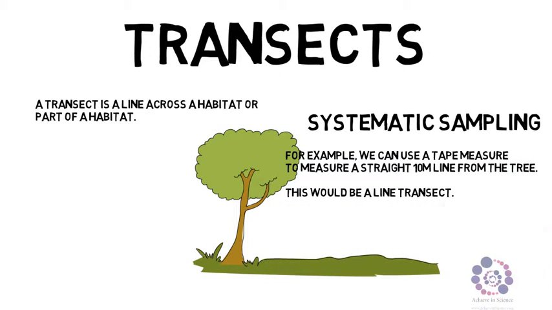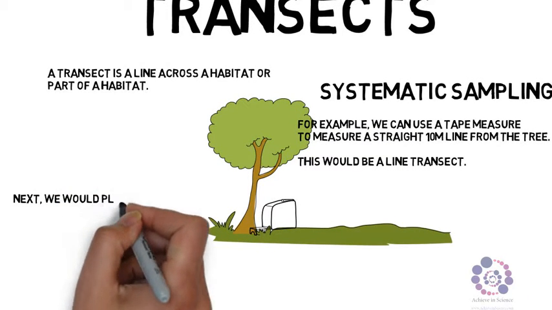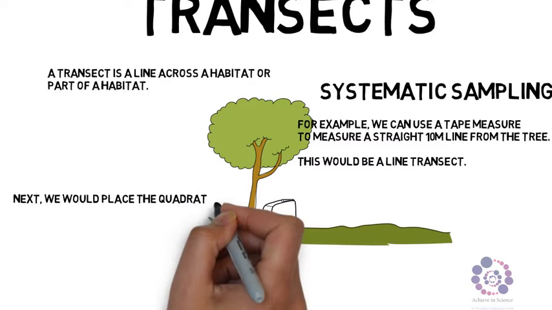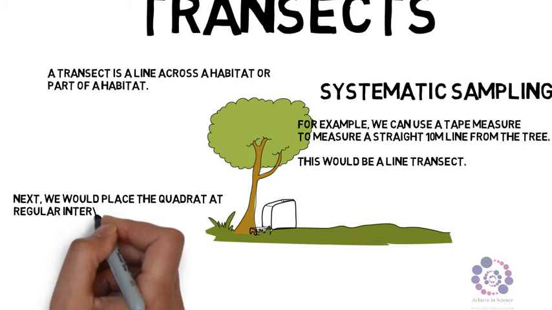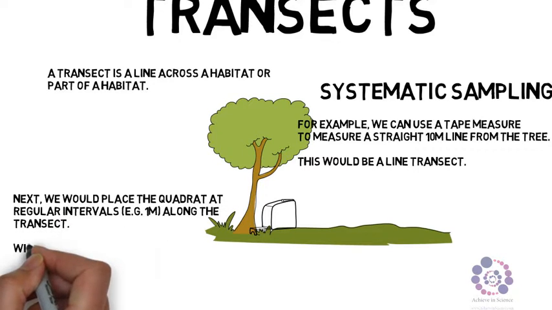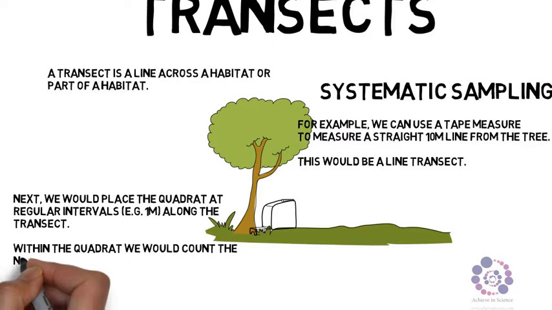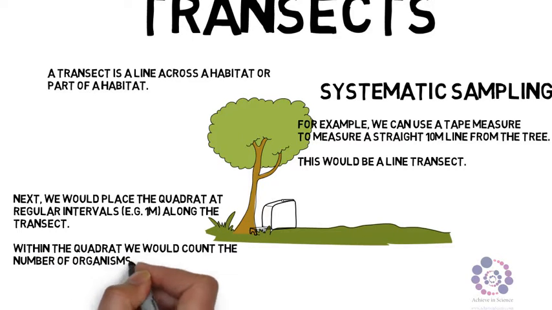Next, we would place a quadrat at regular intervals, e.g. every 1 meter along the transect. So we maybe start at the tree, move 1 meter, place a quadrat, move 1 meter, place another quadrat, move 1 meter, replace the quadrat. Every time we place that quadrat, we would count the number of organisms in each species and record them.